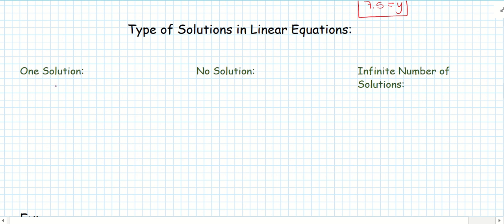So we can either have one solution, we can have no solutions, or we can have an infinite number of solutions. Now, how can we tell when we have no solution, or when we have infinite, or when we have one solution? Well, for one solution, we're usually going to have a solution that is just a real number.